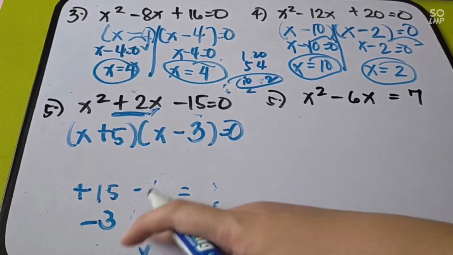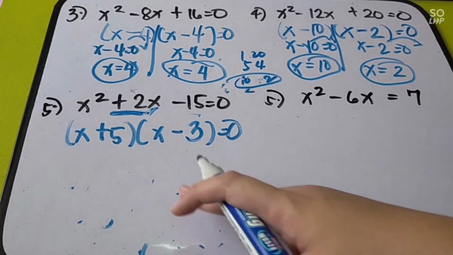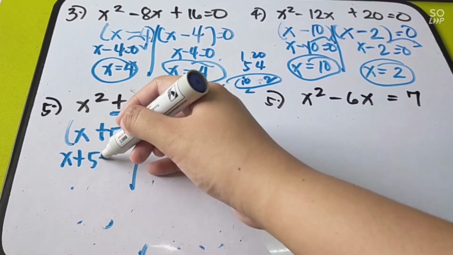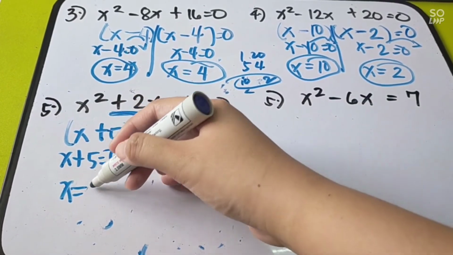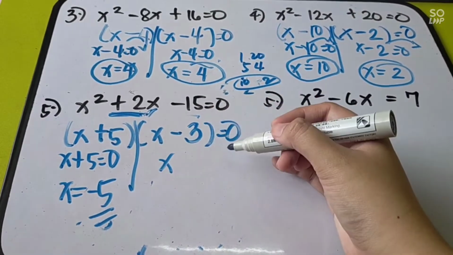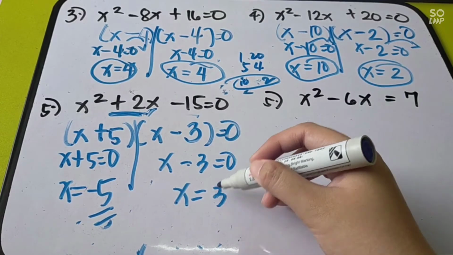So, that is how it is when your constant term is negative. Don't get confused. Then, separate them. x plus 5 equals to 0, x is equals to negative 5. That's the first x. The second x, x minus 3 equals to 0. Then, x is equals to positive 3.